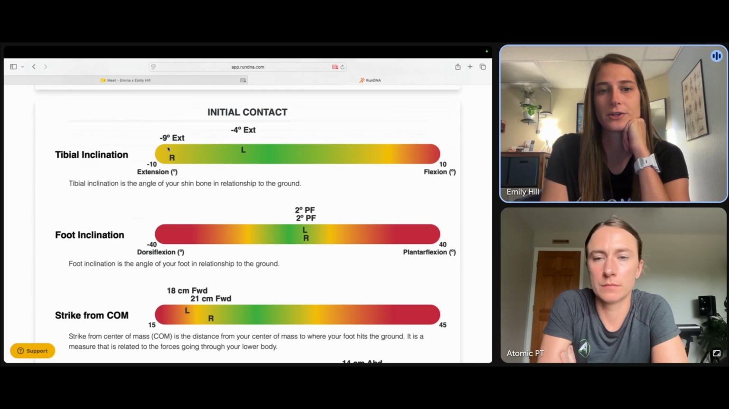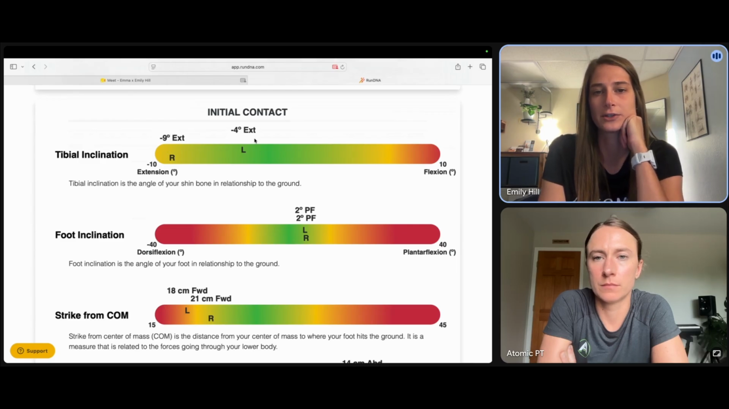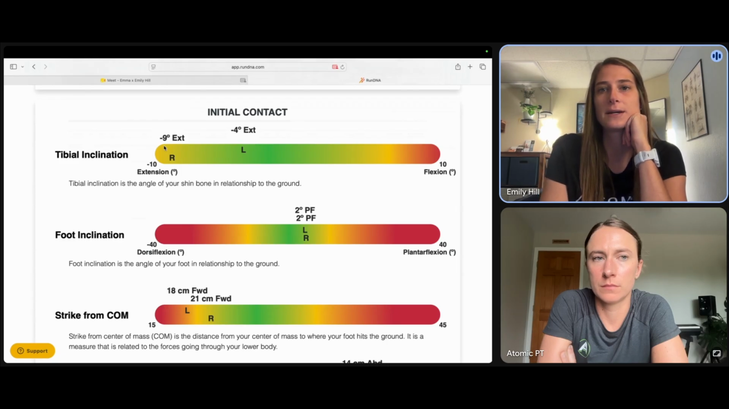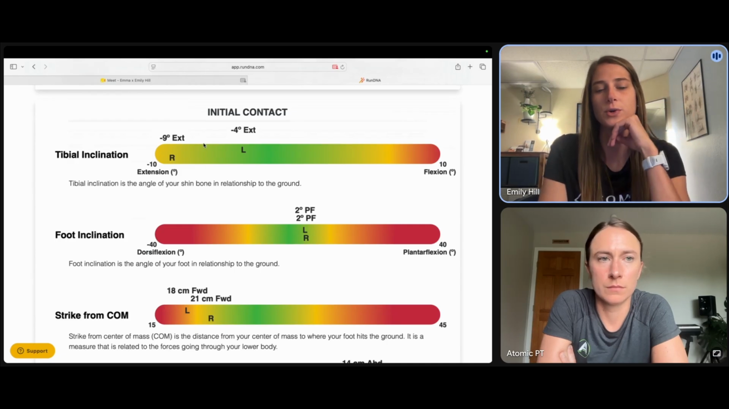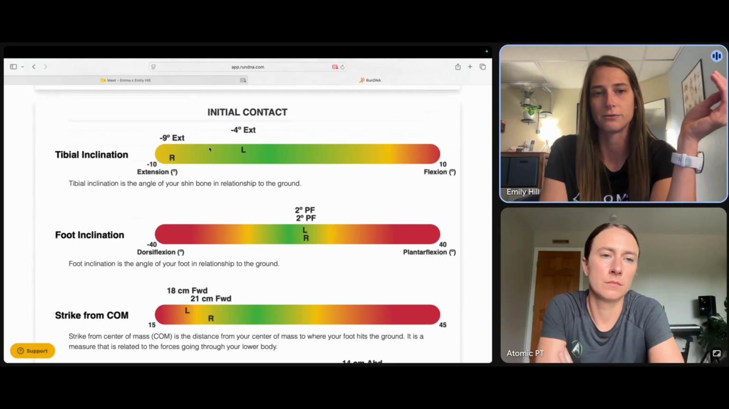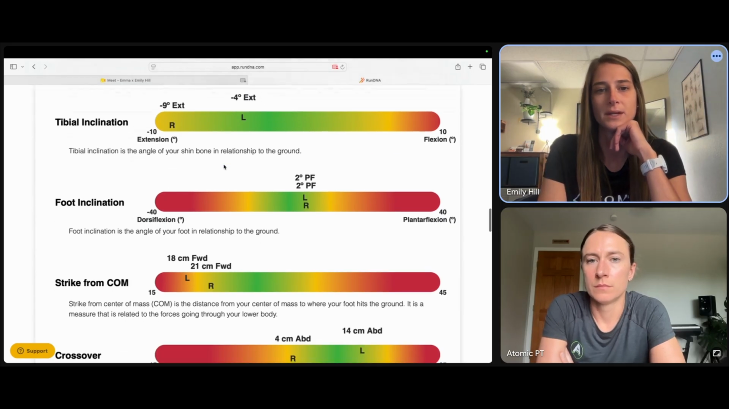That's quite a bit further than what we want. You can see the left here is in that green area with about 4 degrees. Ideally, we want that tibia to be as close to 0 as possible. So it means that your foot is landing kind of right underneath your knee joint and that you're not really striking far out in front of yourself when you're landing.